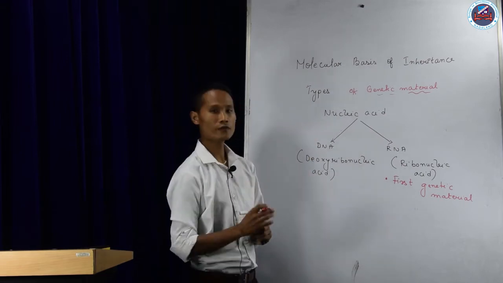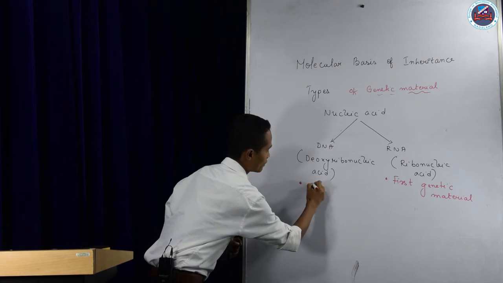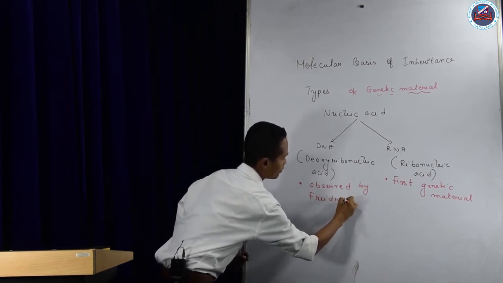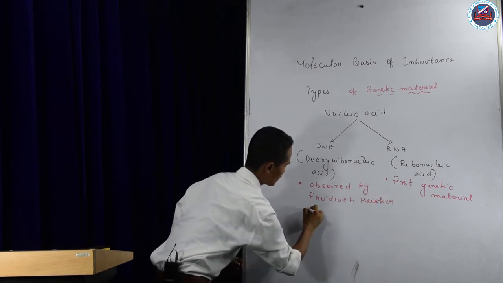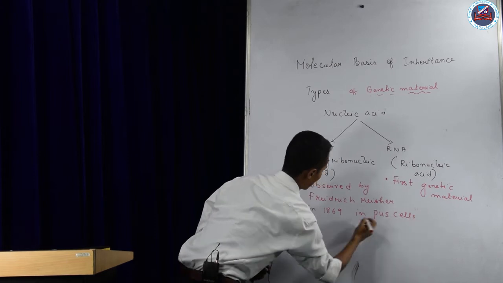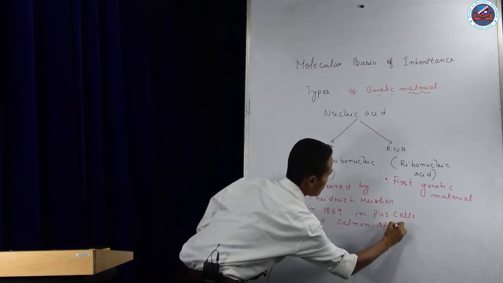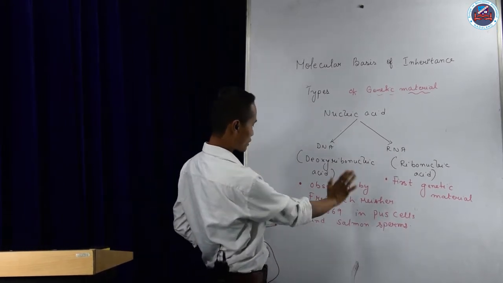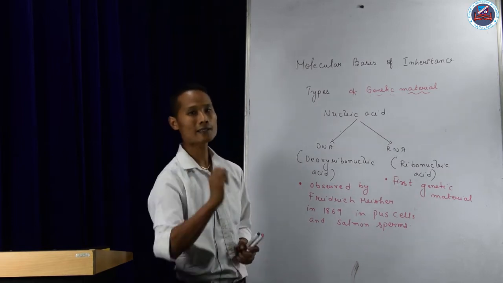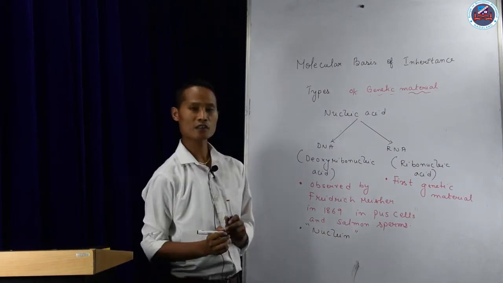Now, this DNA was first observed by Friedrich Miescher in 1869 in pus cells. And in other, higher books, you will find that it was in salmon sperms. So the scientist Friedrich Miescher had observed this DNA as a genetic material in 1869 in pus cells, but he named it nuclein.